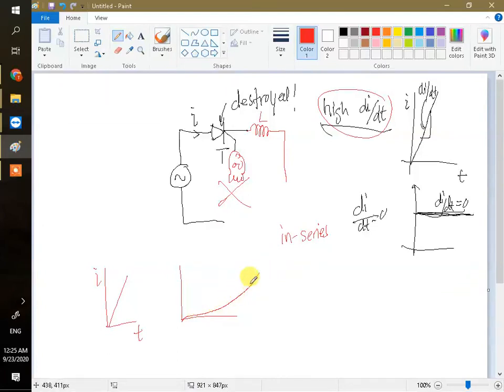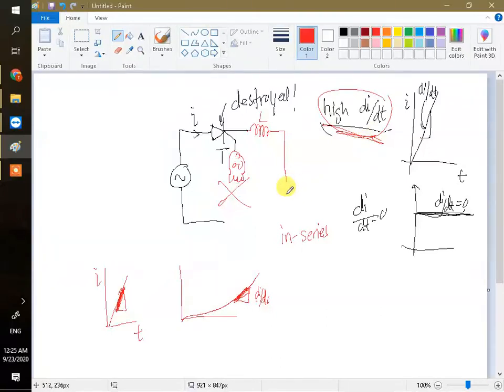So this is the low DI/DT. The slope is really low. This is the slope. So the DI/DT here is higher. The slope is very steep. This slope is lower. This slope is very high. So this can protect the transistor, preventing it from being destroyed by the high DI/DT.